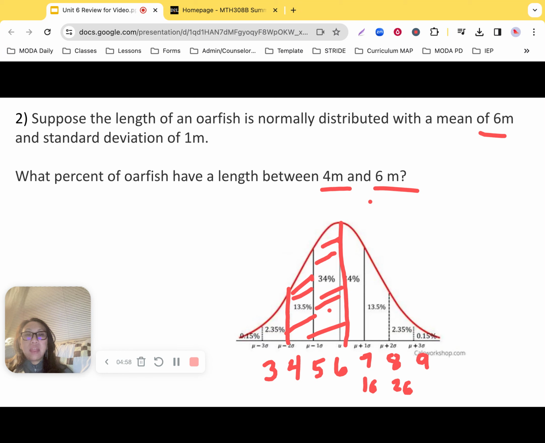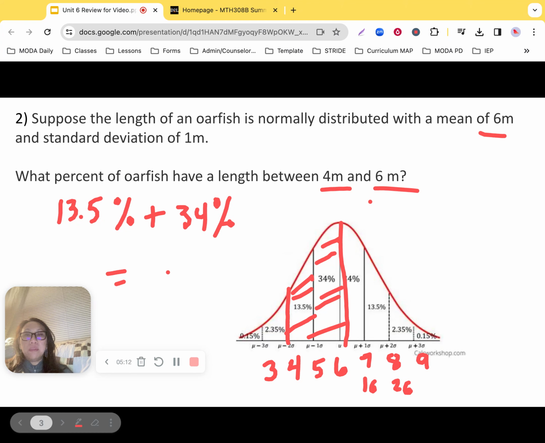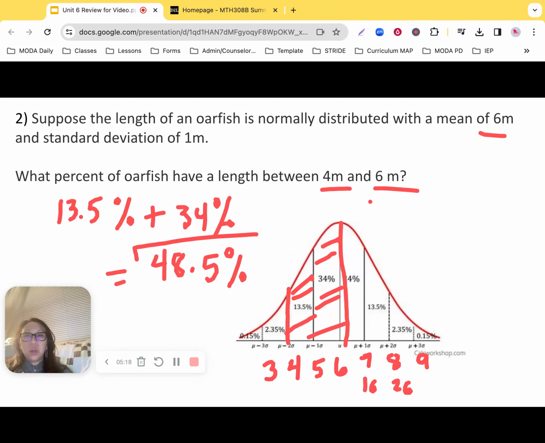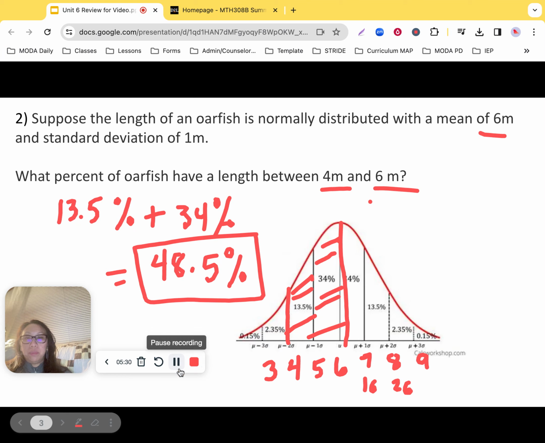Now, looking at the percentages, from 4 to 6 it falls on 13.5% plus the 34%. So in total, that would be 48.5%. That is the percentage of oarfish that falls between 4 and 6 in our normal distribution based on the empirical rule.